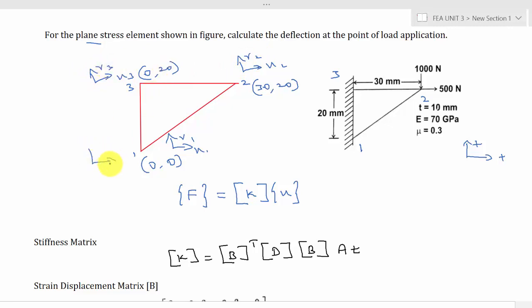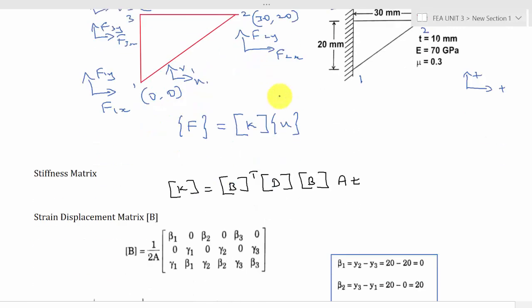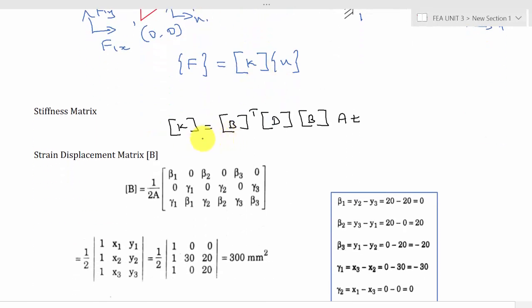Similarly, the forces at node 1 are F1x and F1y. At node 2, it is F2x and F2y. Similarly, at node 3, it is F3x and F3y. Okay, fine. So first we'll start with the calculation of the stiffness matrix. The equation is K is equal to B transpose D B into A into T. So first I am going to calculate the strain displacement matrix, that is the B matrix.